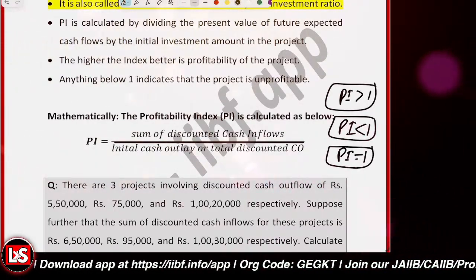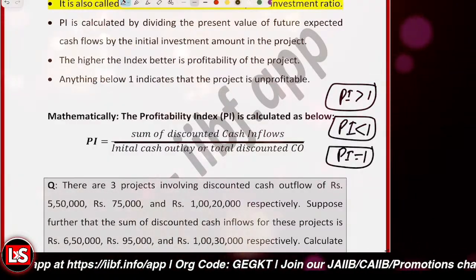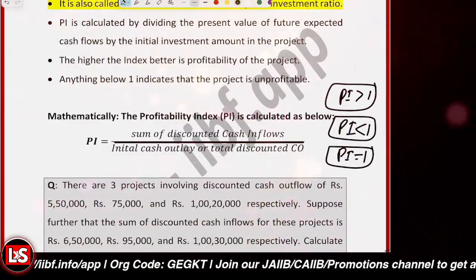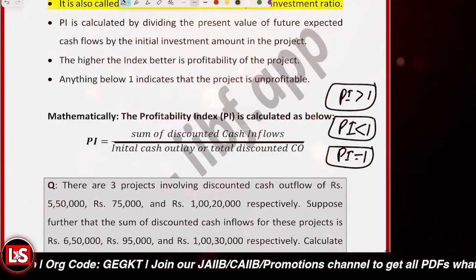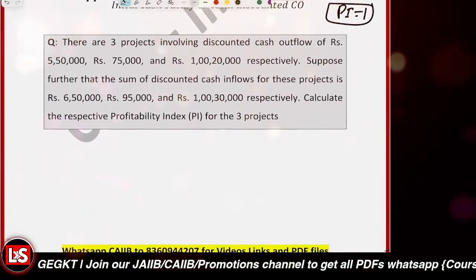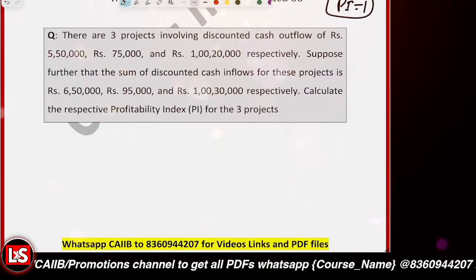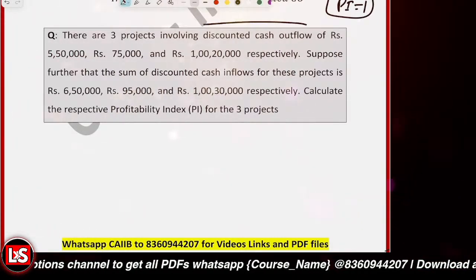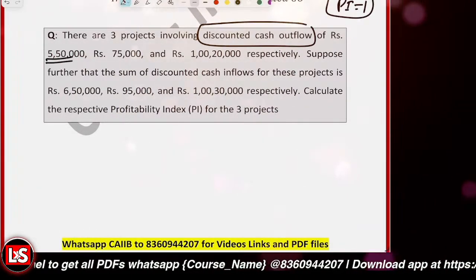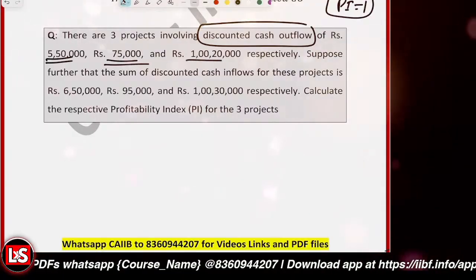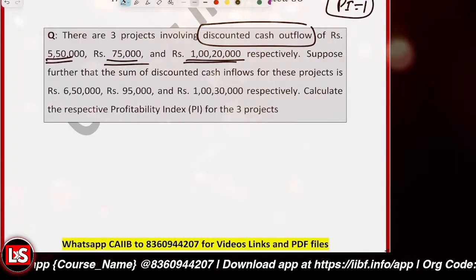Right? So if it is greater than 1, it means the project is profitable. If it is less than 1, not profitable. And if it is equal to 1, no gain, no loss. Now here we are having the 3 projects. And here the discounted cash outflow is 5,50,000 in one, 75,000 in the second one, and 1 crore and 20,000 in the third one.